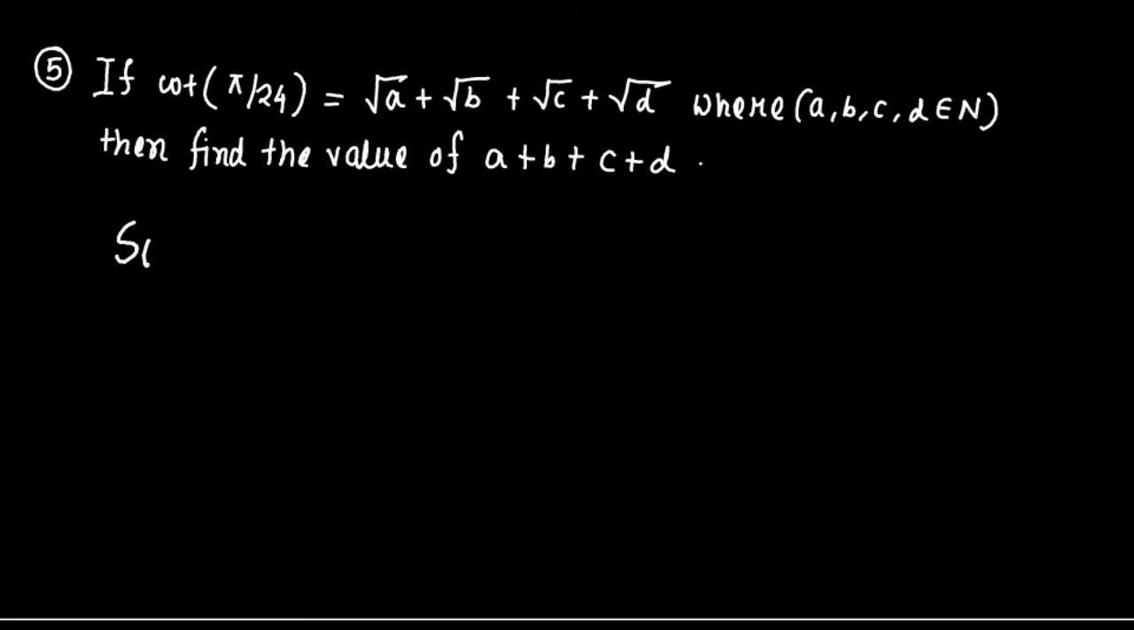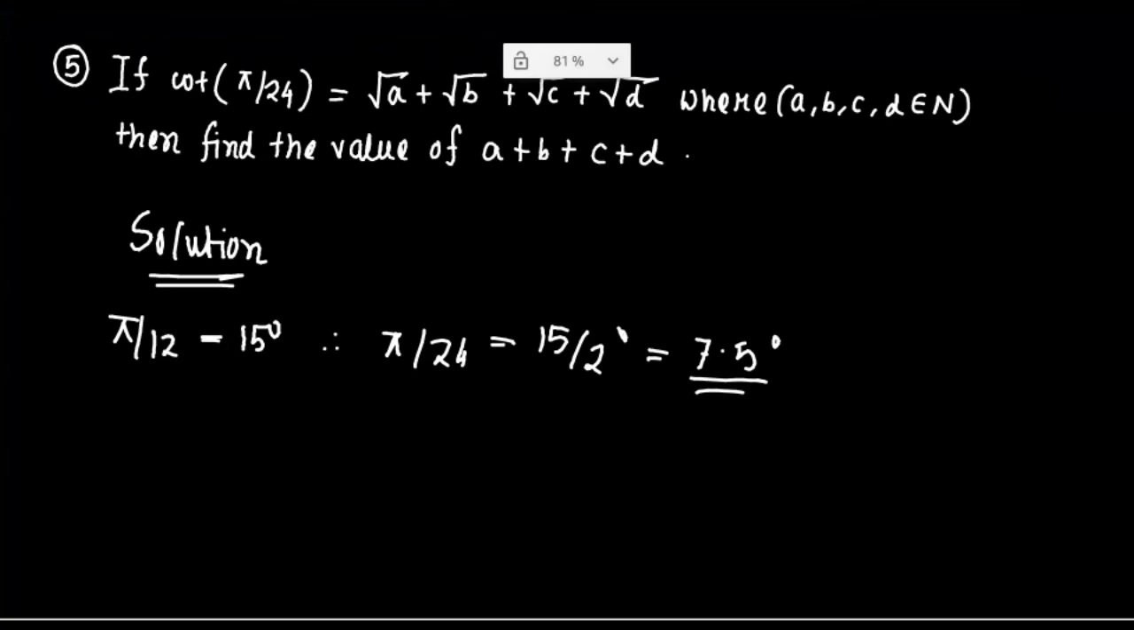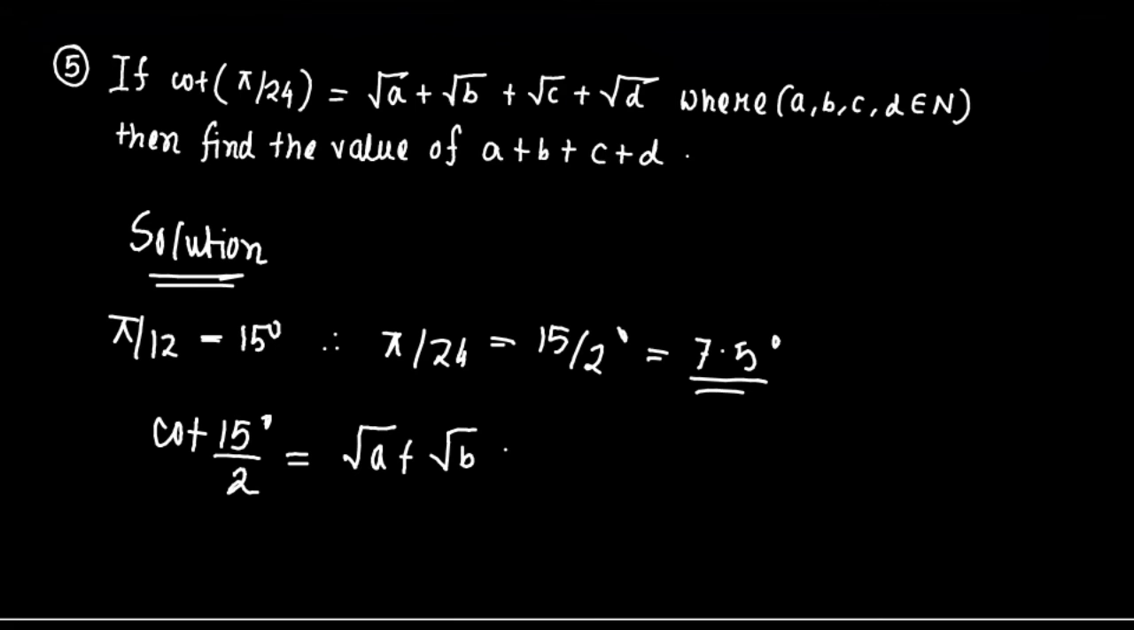Now here, what is the value of pi by 24? We all know that pi by 12 means what? Pi by 12 means 15 degree. That means pi by 24 means what? Pi by 24 means 15 by 2 degree. Okay, that means 7.5 degree. So we have to find the value of a plus b plus c plus d, where we have been given that cot of 15 by 2 degree is equal to root a plus root b plus root c plus root d. Okay. Now we have to solve this one.